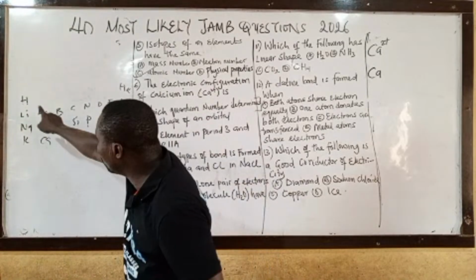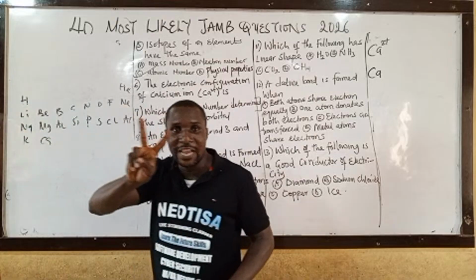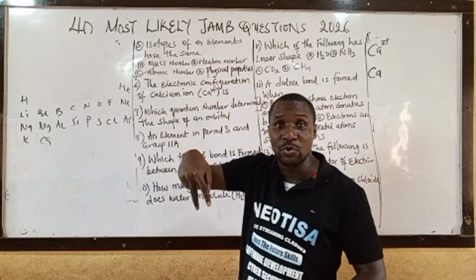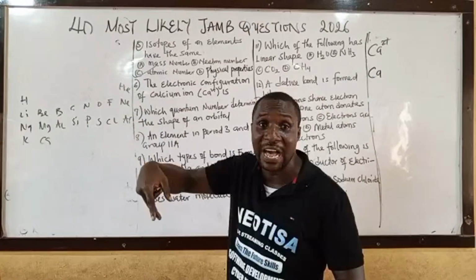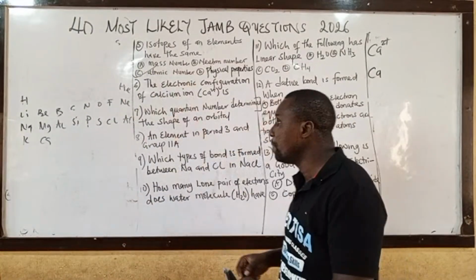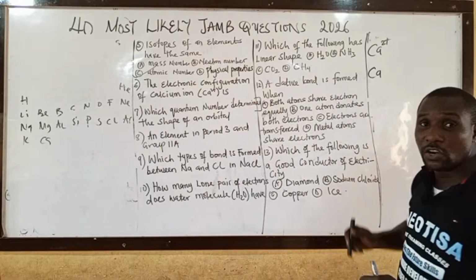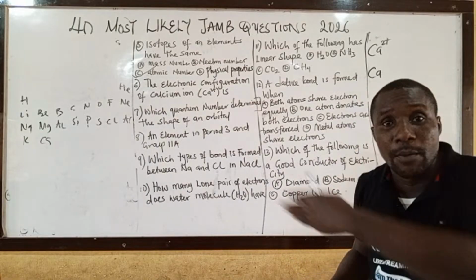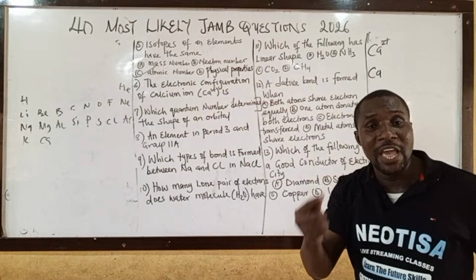Helium has 2 electrons, group 1, group 2. That's why calcium can be found in group 2. Group 2 elements have 2 electrons on the outermost shell. Group 3 has 3 electrons on the outermost shell. Take note of that. Then calcium has 2 electrons on the outermost shell. For it to be stable, it must obey the octet rule.